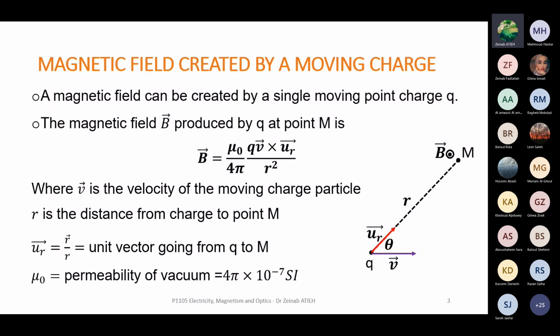Q is the charge for sure. V is the speed of the charge. R is the distance between the charge and the point of study. UR is a unit vector directed from Q to M. This is UR. I don't know if you know the cross product. Did you study cross product? No?